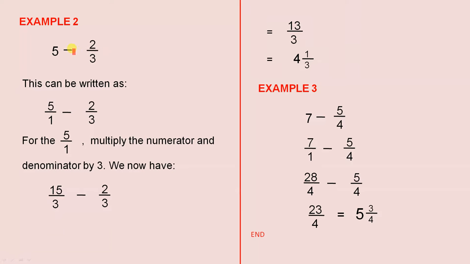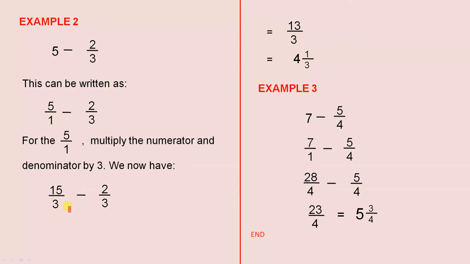Example 2. 5 minus 2 over 3. This can be written as 5 over 1 minus 2 over 3. That's the secret. Write that whole number there in this way so it looks like a fraction. So for the 5 over 1, multiply the numerator and denominator by 3. The reason is, that's a 3. We now have 15 over 3 minus 2 over 3. 3 5s are 15 and 3 1s are 3.